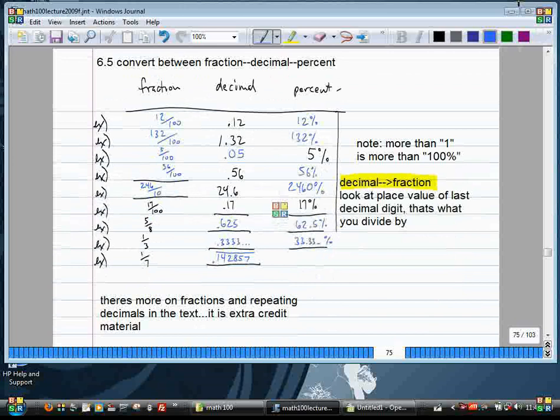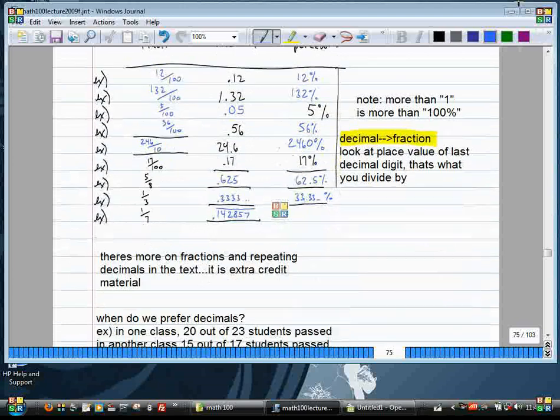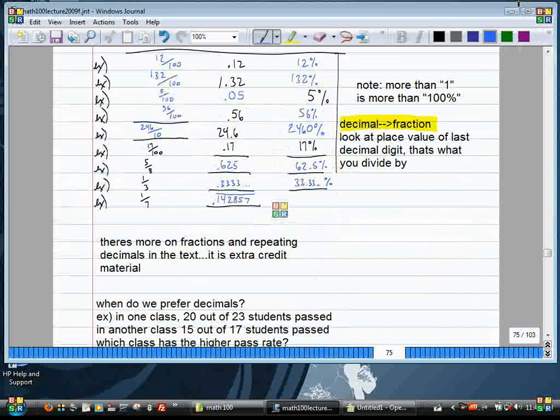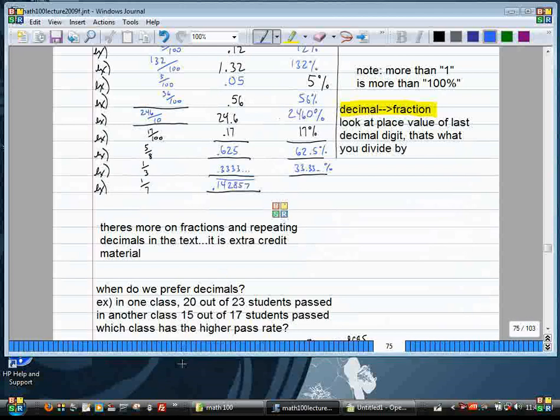I'm sorry, just bear with me for another 30 seconds. I believe I mentioned this before. When do we prefer decimals? Well, in one class, 20 out of 23 students passed some exam. In another class, 15 out of 17 students passed. Which class has the higher pass rate? The first one. Are you sure? The second one. Yeah, the second one.